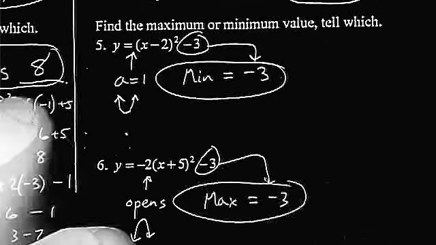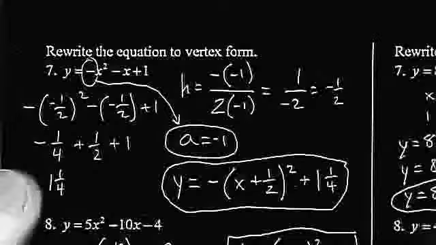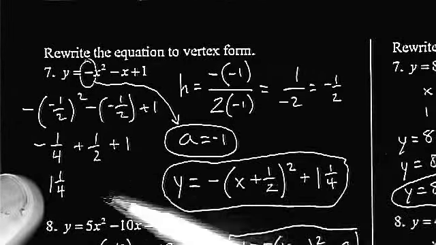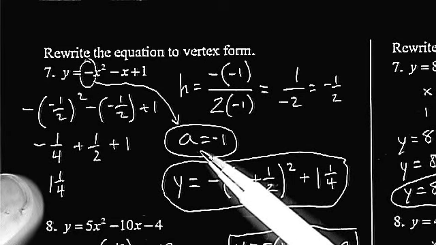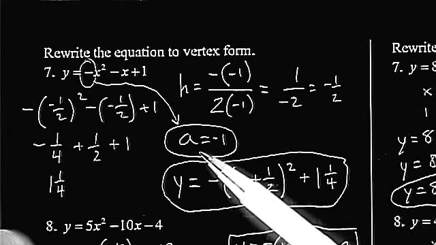-a means it opens down. So those are the answers for the first page. On the next page, question 7, rewrite the equation to vertex form. Well, you need the value of a, but they gave that to me. The only other thing I need is the vertex, right?